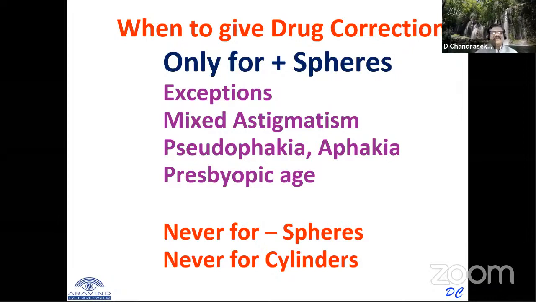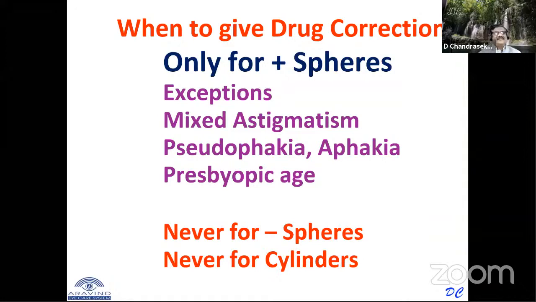Never give a drug correction for minus spheres or cylinders. So that is number one. Number two, even for plus spheres, you do not give drug correction in conditions like mixed astigmatism. I will tell you why you don't give: because there the plus sphere will become a minus sphere. So then it becomes difficult.